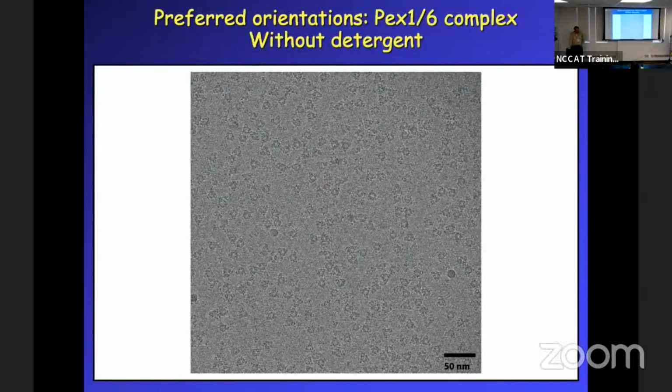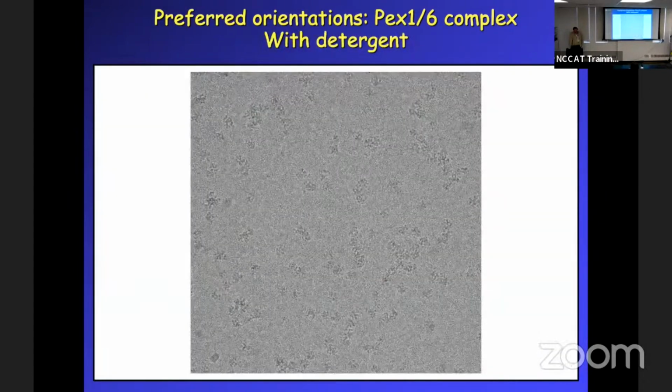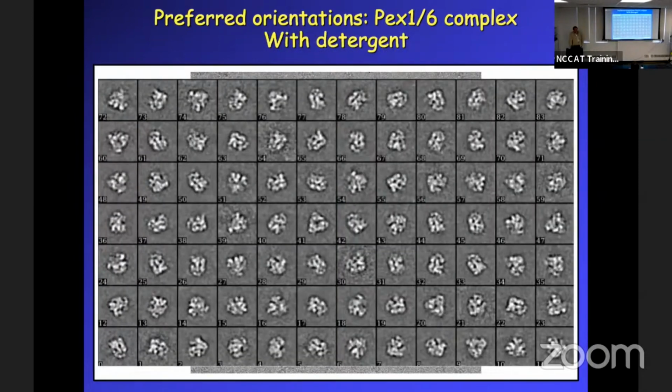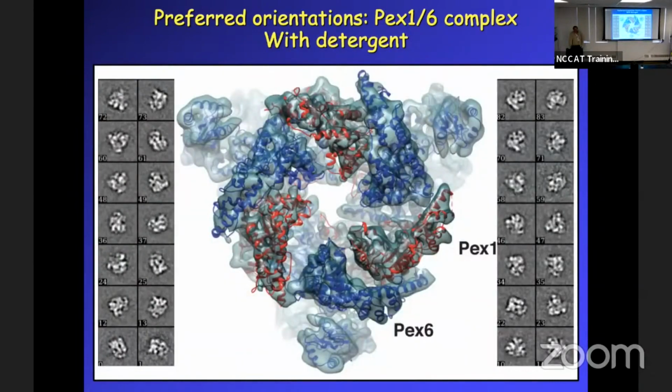And so that's just one of many examples. This is a very beautiful triangular complex, beautiful images. You calculate averages, and every single average looks exactly the same. So that basically kills you, but the moment you put in some detergent, the images don't look quite as nice, but now you get different averages of different views, and now you can calculate a three-dimensional density map. So that's probably the most common thing that people do, just add some detergent. And if this doesn't work, you can try graphene oxide film, and that typically takes care of the problem.